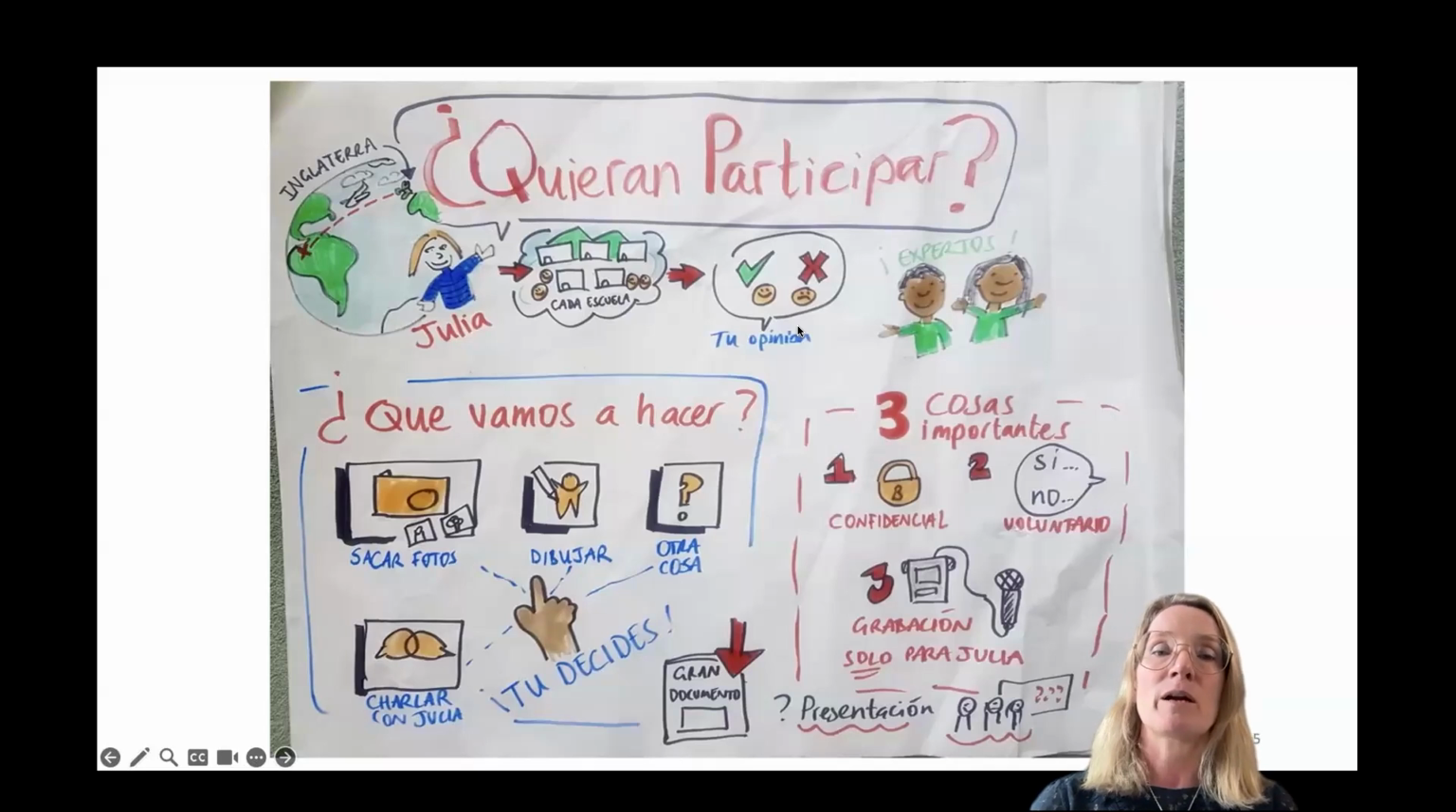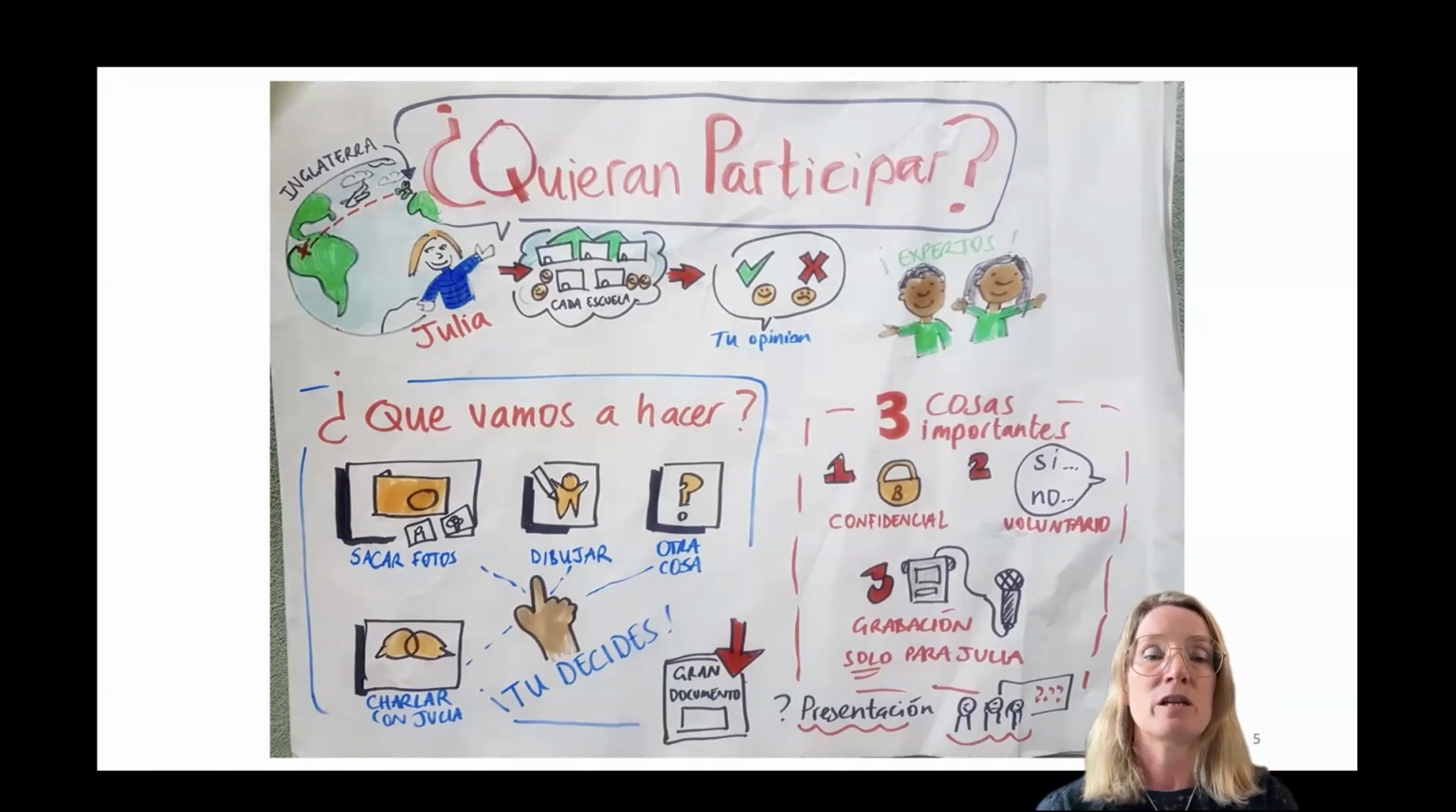So first off, around consent, I used a simple poster that helped explain who I was, what we were going to do, and the important things around confidentiality. So at the top, you can see it says Quieren participar. And in a very simple globe, Julia comes over from England, wants to talk to 5 schools, going to be asking your opinion, and you are the expert. So I've set my stall out.